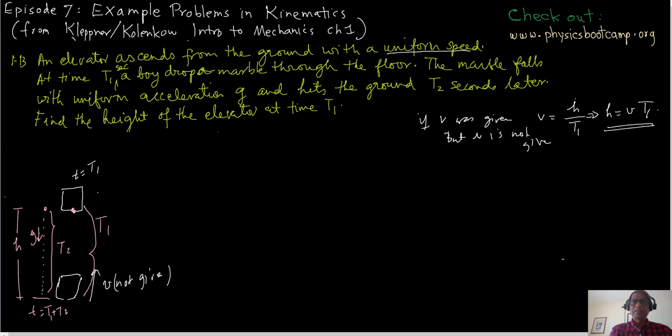So this equation is correct, but there are two unknowns here. So we can of course use v and later on replace v with h over t1 in our equations. So that's the link. The link is this is the elevator's motion. The elevator will give me this equation, and then I have to look at the marble equation.